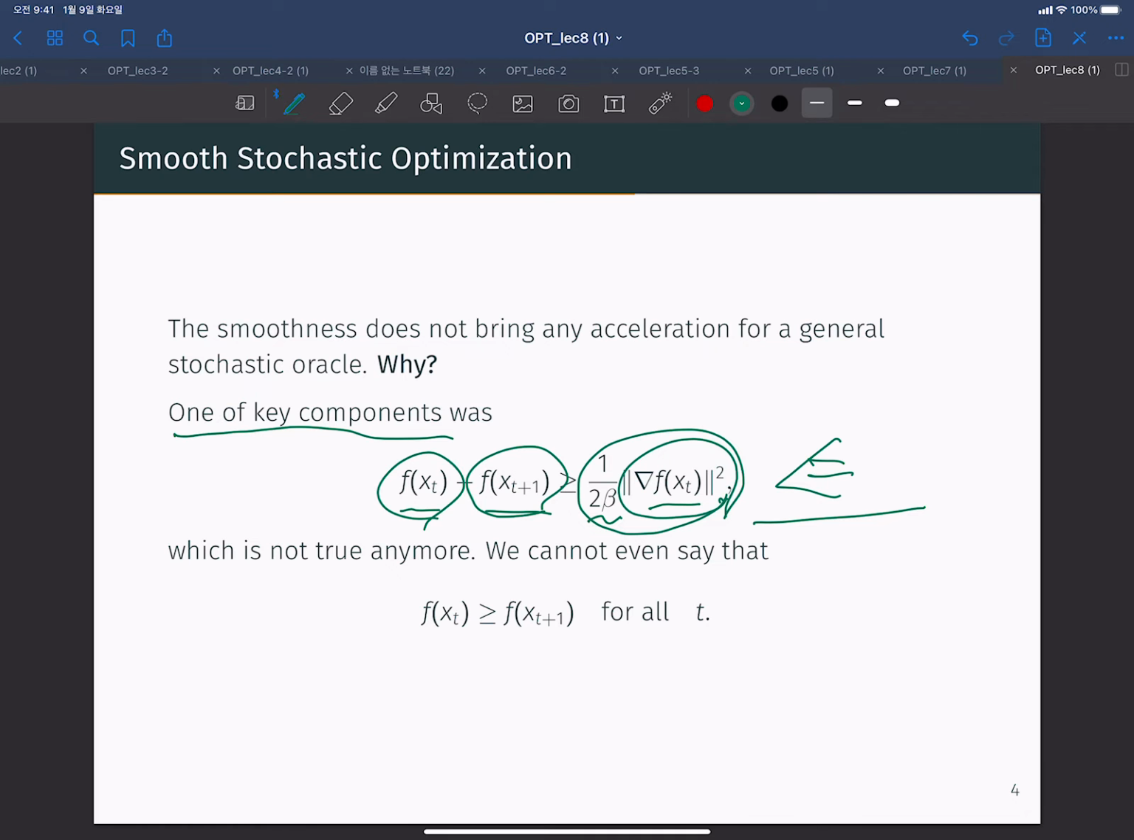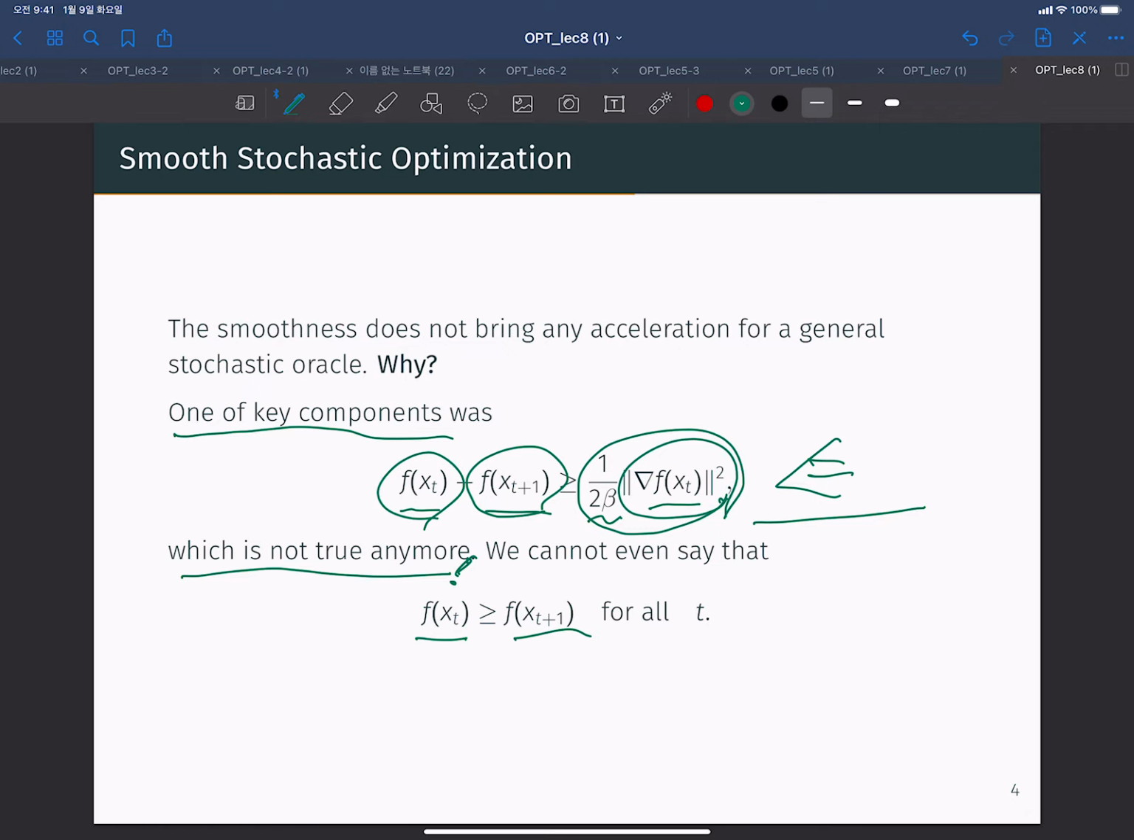Okay, but that is not true anymore. That is the key part of the stochastic gradient descent algorithm. We cannot even say that f(x_t) is greater than or equal to f(x_{t+1}). We cannot guarantee our one-step update can decrease your objective function. Okay? That is the key.